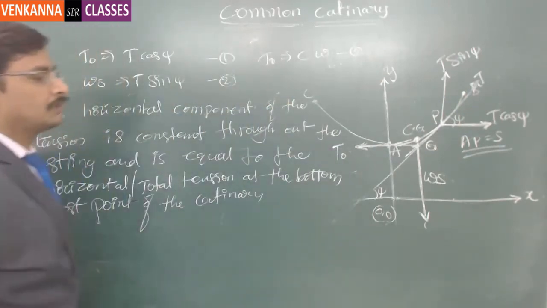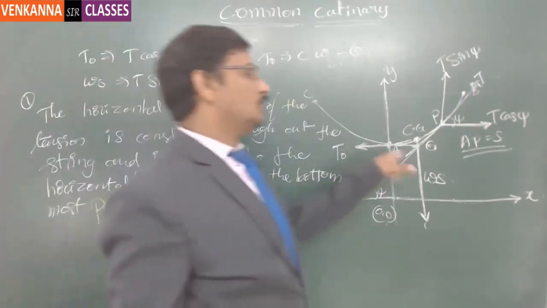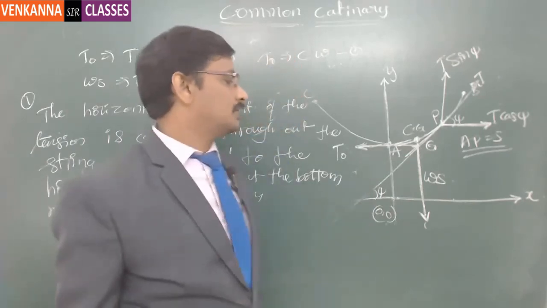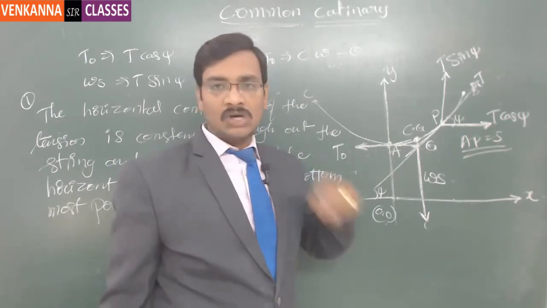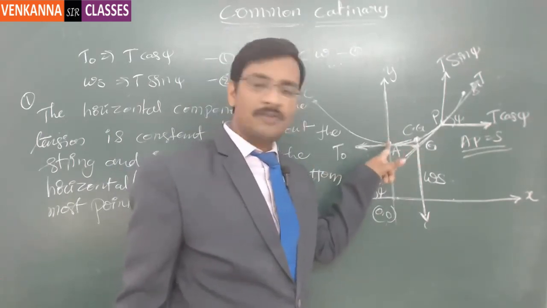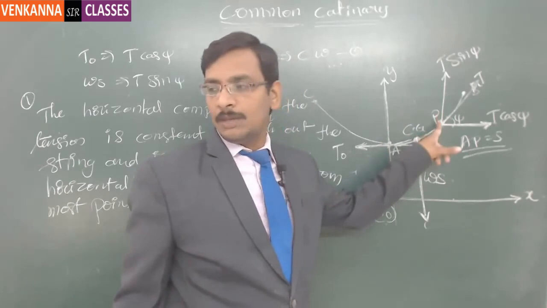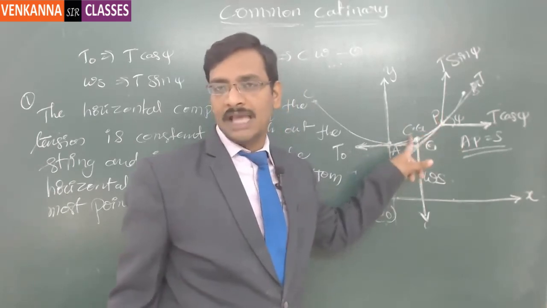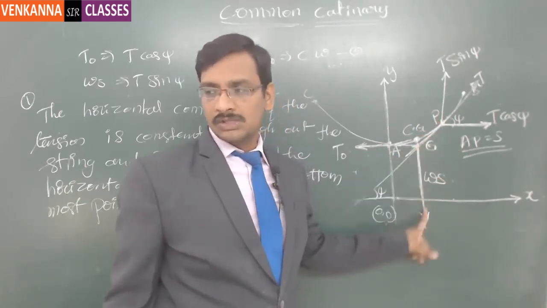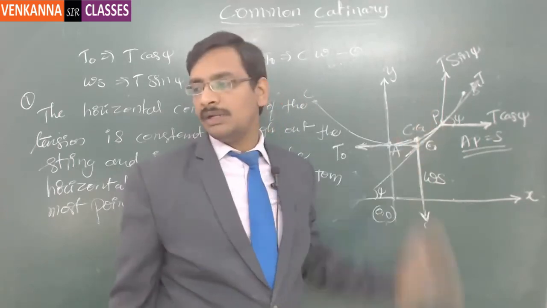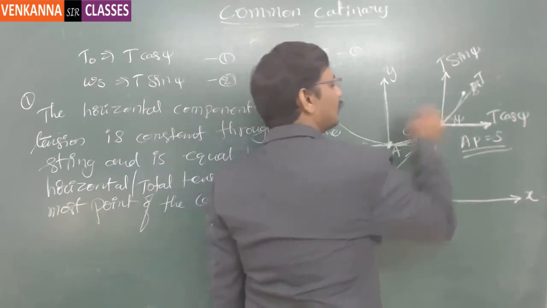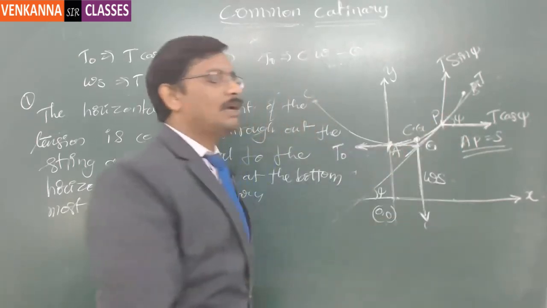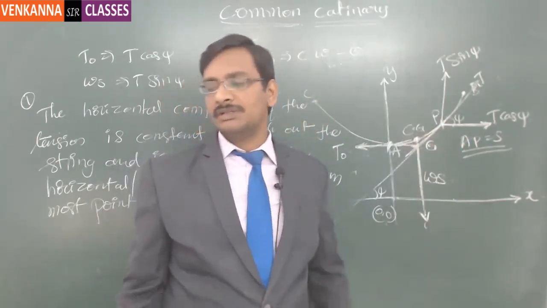Got it? And then the second conclusion you can make out. The vertical component of the force, T sin psi, is always equal to the weight from the bottommost point till the point P, acting at the center of gravity. So this component and this component are one and the same. That means the weight from this location to this location has to be balanced by the vertical component of the tension. That is the second conclusion.